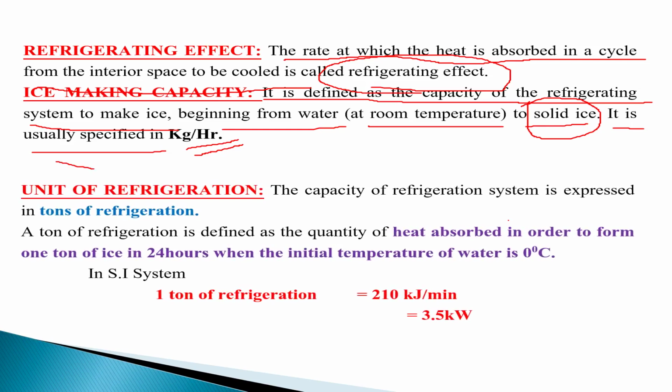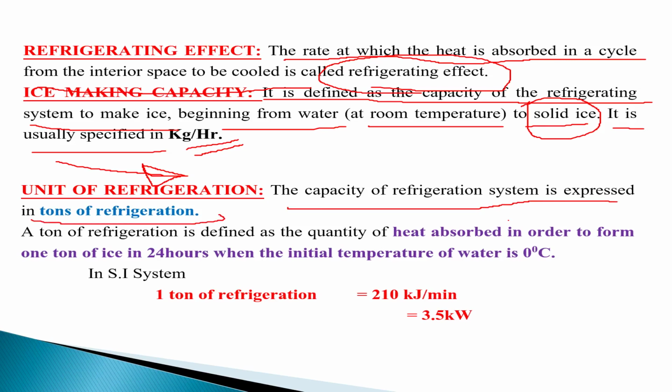Now, the next important term used is the unit of refrigeration. You might have heard that air conditioners are always mentioned in terms of tons of refrigeration: 1 ton AC, 2 ton AC. So what does 1 ton AC actually mean? That is derived from this standard unit of refrigeration. The capacity of a refrigeration system is expressed in terms of tons of refrigeration.